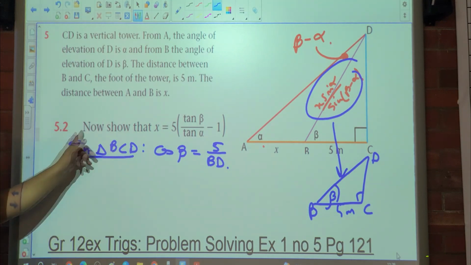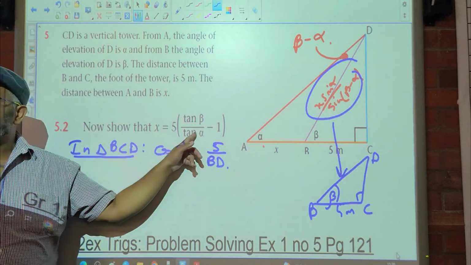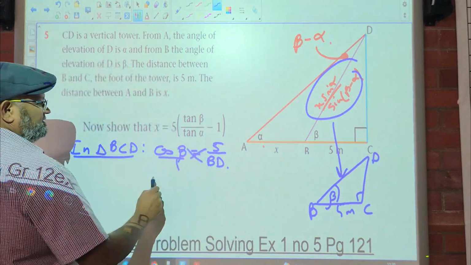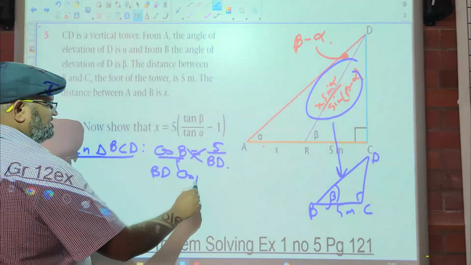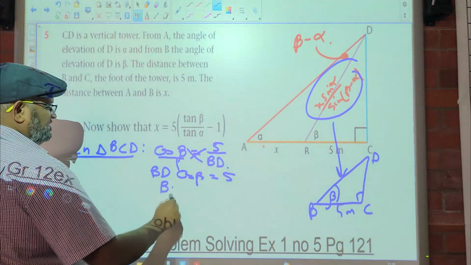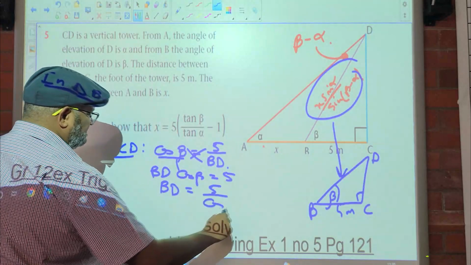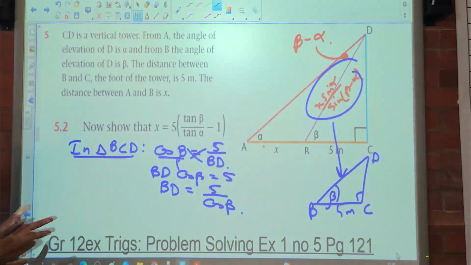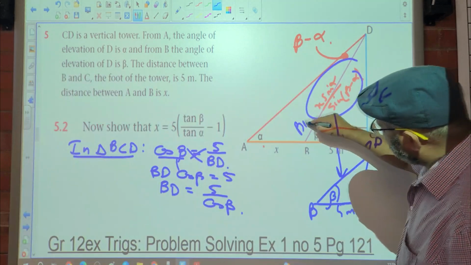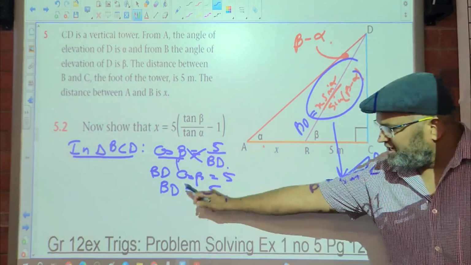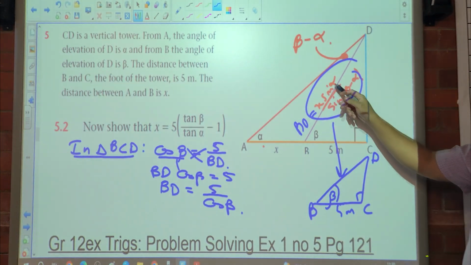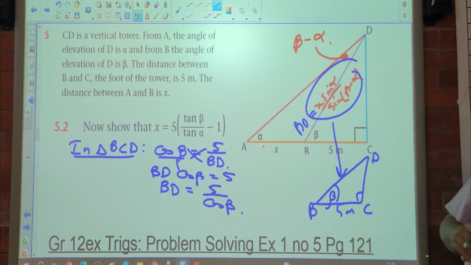So what I'm going to do, you see there's no BD here. Can you see that? So I'm going to make BD the subject of the formula. Cross multiply, so BD cos beta is equal to 5. Divide by cos beta both sides. So BD is going to be 5 over cos beta. But did we answer the question? Remember, this is what BD is. So if BD is equal to 5 over cos beta and BD is x sine alpha over sine beta minus alpha, then what can you conclude?